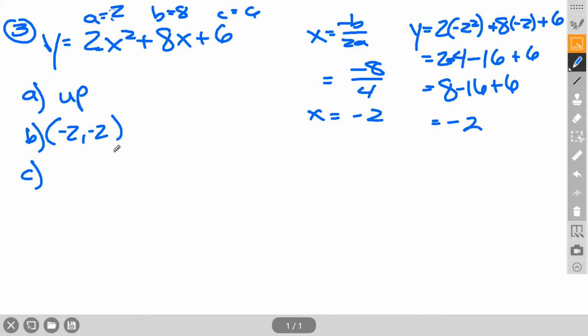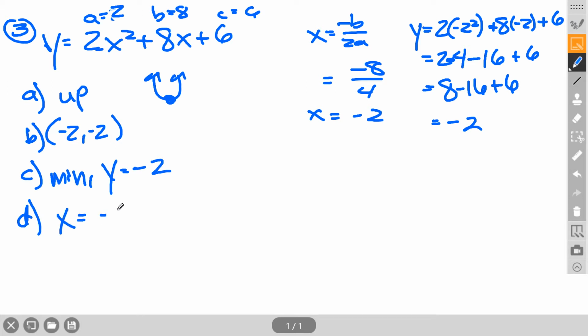as the vertex. This opens up like this, which means the vertex is going to be at the bottom. So letter C, the vertex is a minimum, and the minimum value is negative 2, because it's always the y-coordinate for the minimum value. So it's negative 2. Letter D, give the equation for the axis of symmetry. That's the x-coordinate, so x equals negative 2.